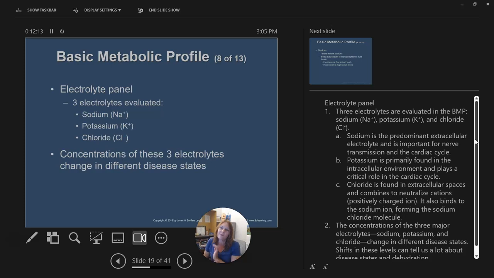Then we go on to our basic metabolic profile, including our electrolyte panels. You guys should be very familiar with our sodium-potassium pump at this point. We know how vital these electrolytes are in our patients, and if they get a little bit out of whack, it could definitely derail them.